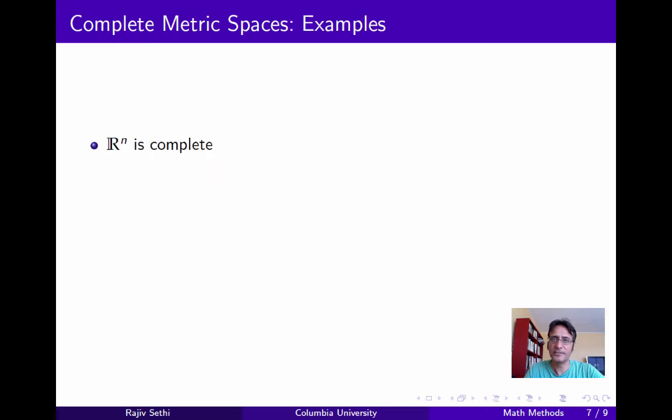Let's consider a couple of examples of complete metric spaces. The space R^n endowed with the usual Euclidean distance is complete. Every Cauchy sequence converges to a point in R^n. And furthermore, for any non-empty set X, the set of bounded real functions with the sup metric is also complete. What this means is that any sequence of bounded real functions that is Cauchy must converge to a bounded real function.